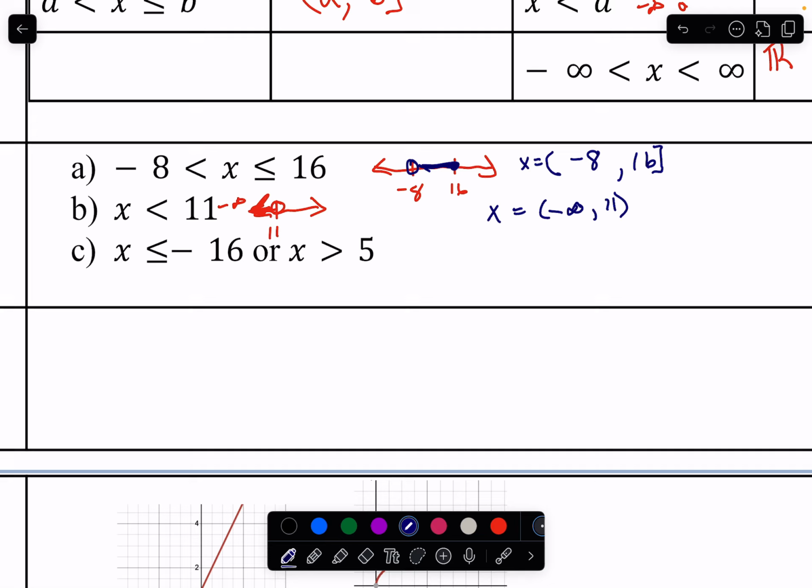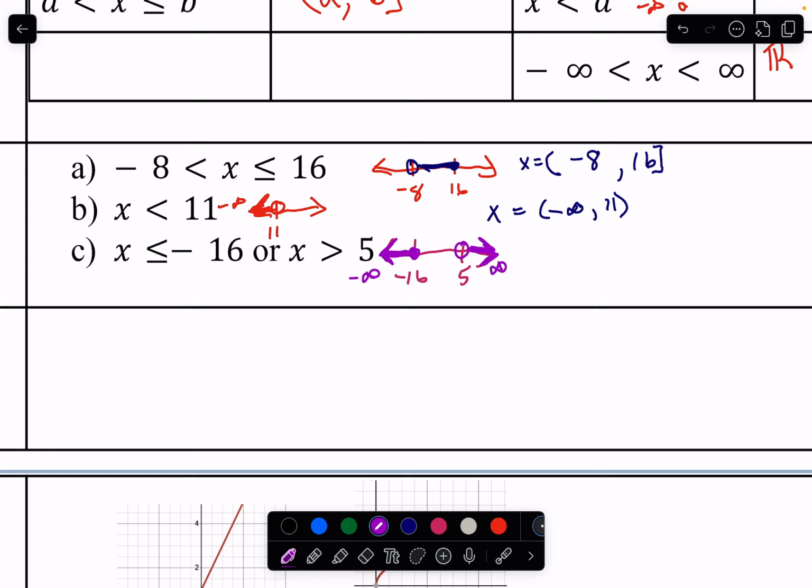Now, if you look at the second one, we have two inequalities, so we should have two intervals. Let me write down our values. You want to always go least to greatest. Your intervals should be in least to greatest order. So equal to negative 16, shade to the left. That's going to negative infinity. Not equal to 5, but greater than 5. So we're going to the right.